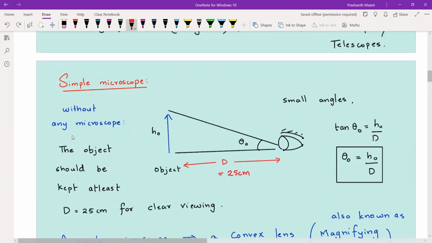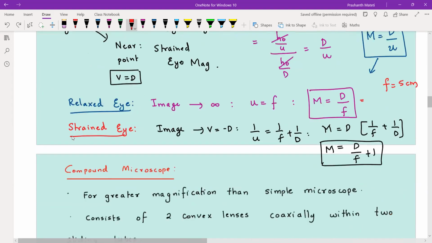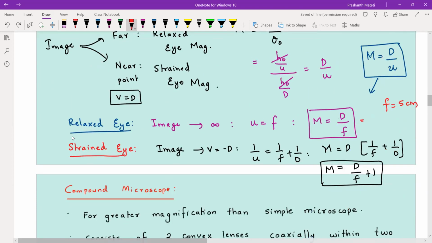Yes, sir. Okay, this is it. This is the simple microscope. In a simple microscope, if the focal length is like 5 centimeters, then the magnification only comes out to be 5 times or 6 times. So 5 times, 6 times, is it sufficient?